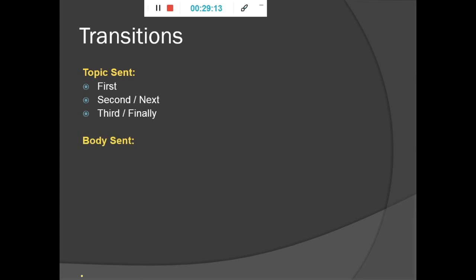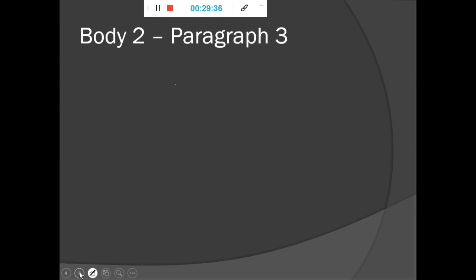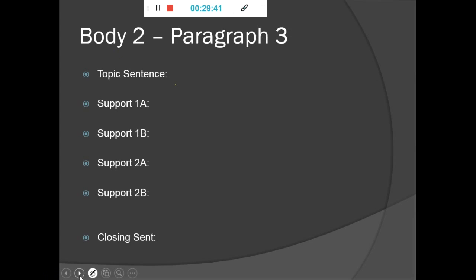And you can see that in the main paragraph. So if we went back, you could see first, second, next, third, and finally. So you can see that in each of the paragraphs. I could show you. Okay, for body 1, we have first. Now let's look at the second body.